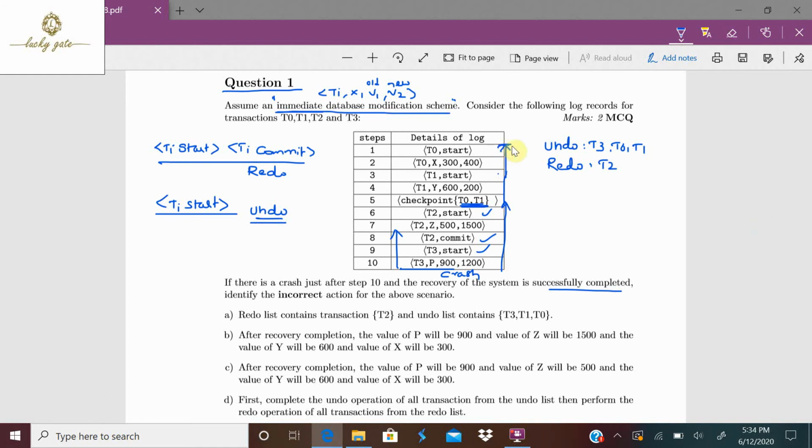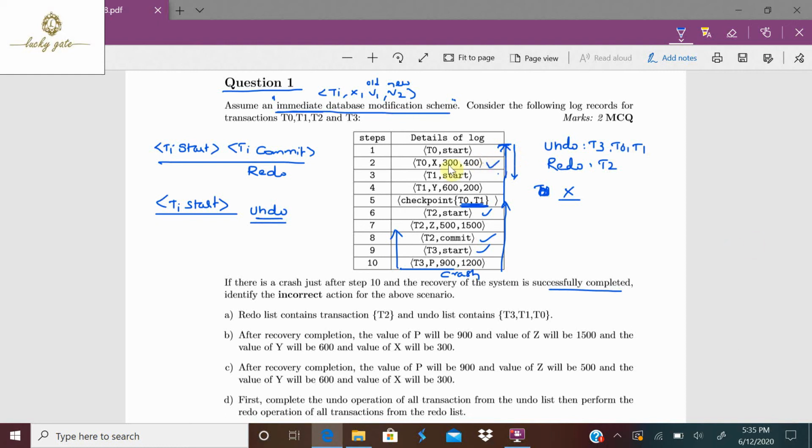Now for recovery, it has to scan the log in the forward direction. While scanning the log in the forward direction, it performs both undo and redo operations. For performing undo and redo operations, I will check it, because an undo operation is required for T0. Now what are the values of x, y and z? Undo of T3, undo of T0, undo of T1 are required.